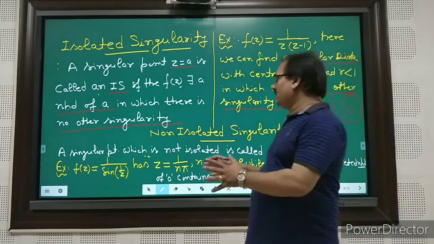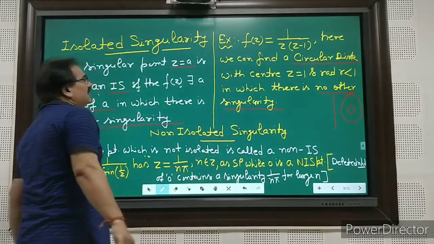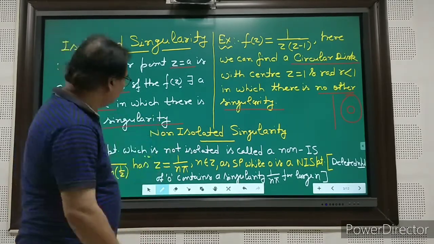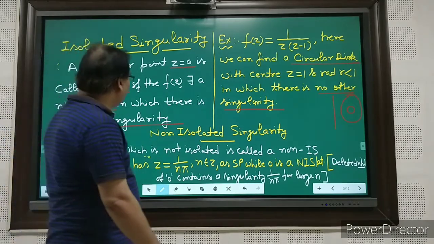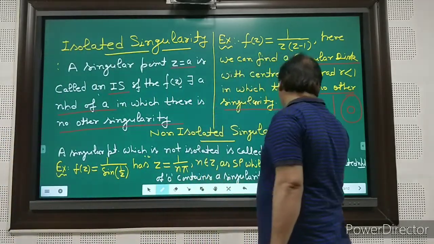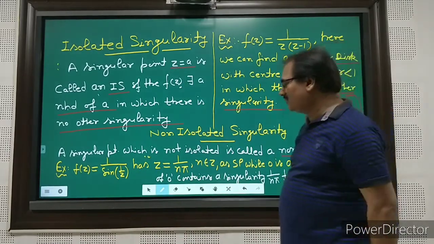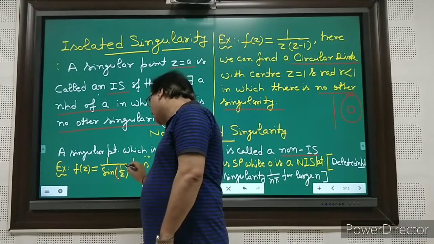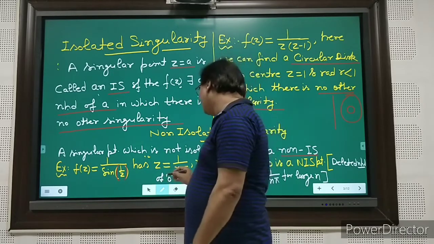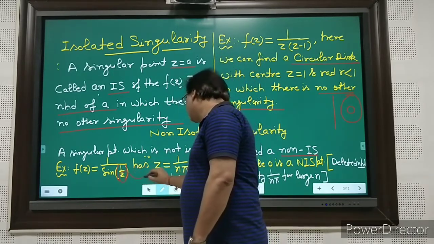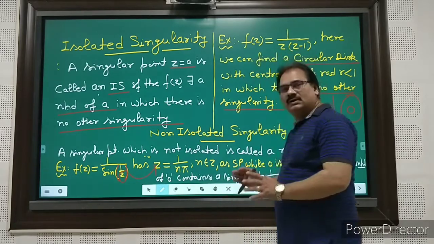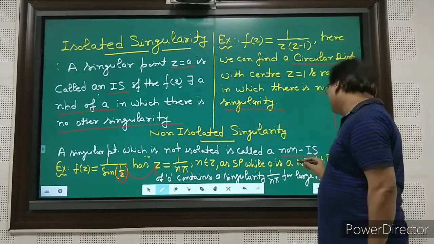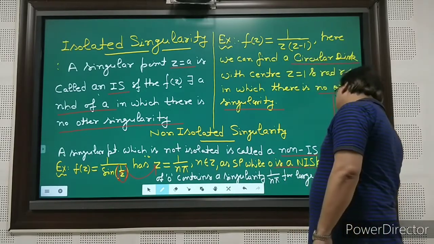But then one related definition is non-isolated singularity. A singular point which is not isolated is called a non-isolated singularity. For example, a very beautiful example: f(z) = 1 over sin(1/z). Mind it, sin(1/z) has z = 1/(nπ), where n belongs to the integers, as singular points, while 0 is a non-isolated singular point.